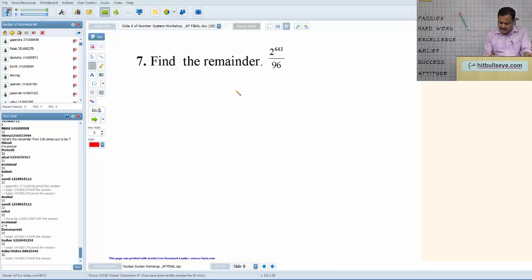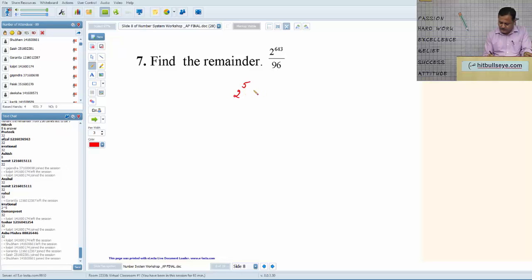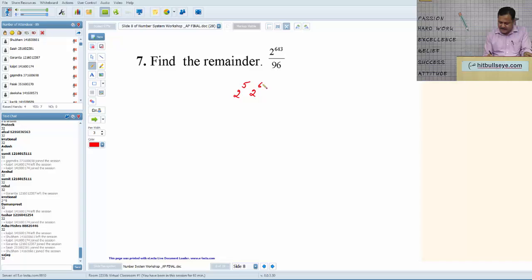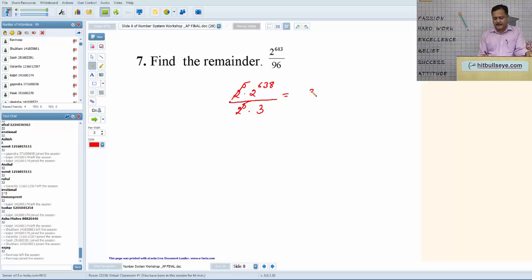So 2 raised to 643 can be written as 2 raised to 5 into 2 raised to power 638. Divided by 96, which can be written as 2 raised to 5 into 3. So we can cancel 2 raised to 5. Remaining would be 2 raised to 638 divided by 3. So this 2 can be written as 3 minus 1, raised to power 638, divided by 3.